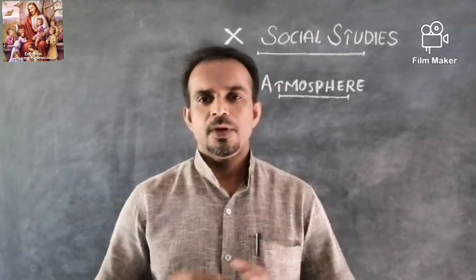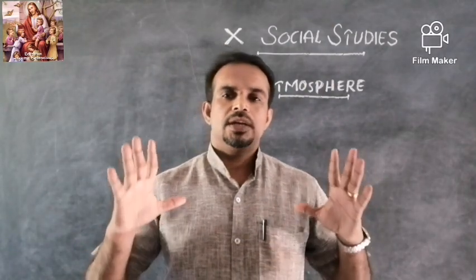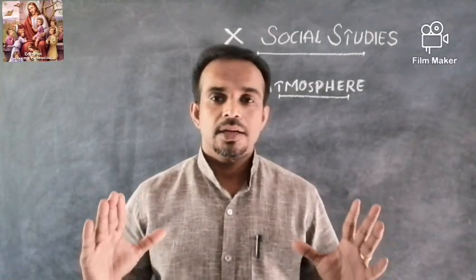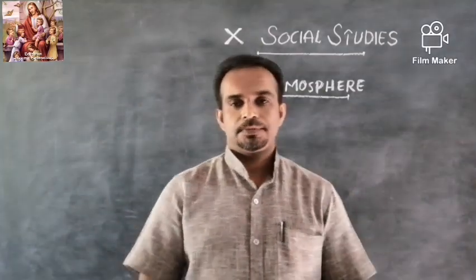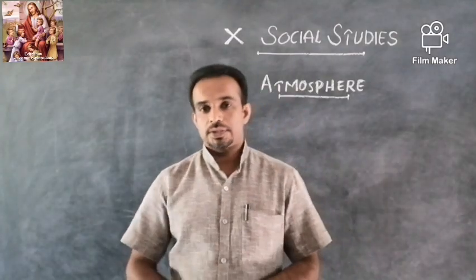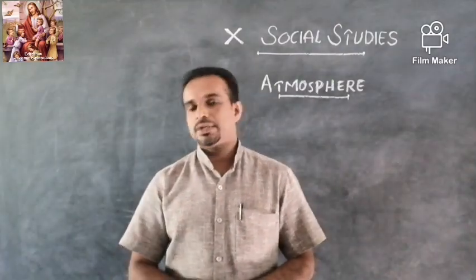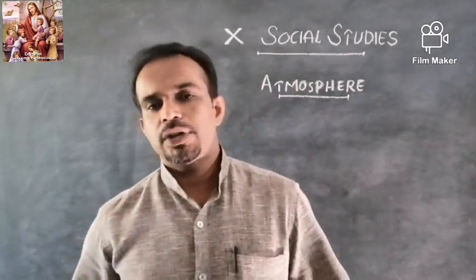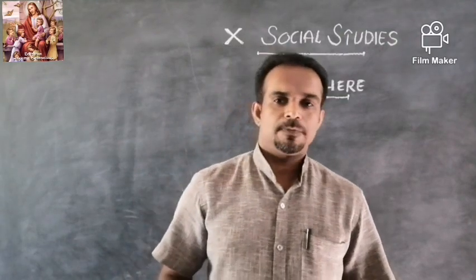So the atmosphere, as I already defined, is a sea of gas surrounding Earth. Or we can say atmosphere is a thin blanket covered around the Earth. It's around 1000 kilometers in thickness, as per the information given by the National Aeronautics and Space Administration, NASA.